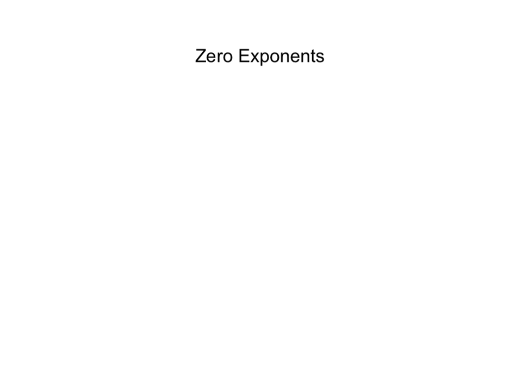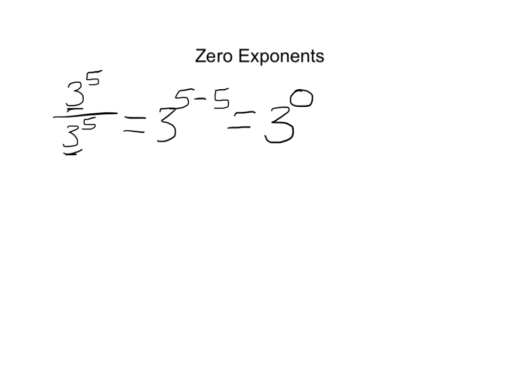The next property we need to explore are zero exponents. So if I were to take 3 to the 5th and have it over 3 to the 5th, we know from using our quotient of powers property that since we have this common base, we would have 3 to the 5th minus 5, so we have 3 to the 0. But what does this mean? What is the value of that?